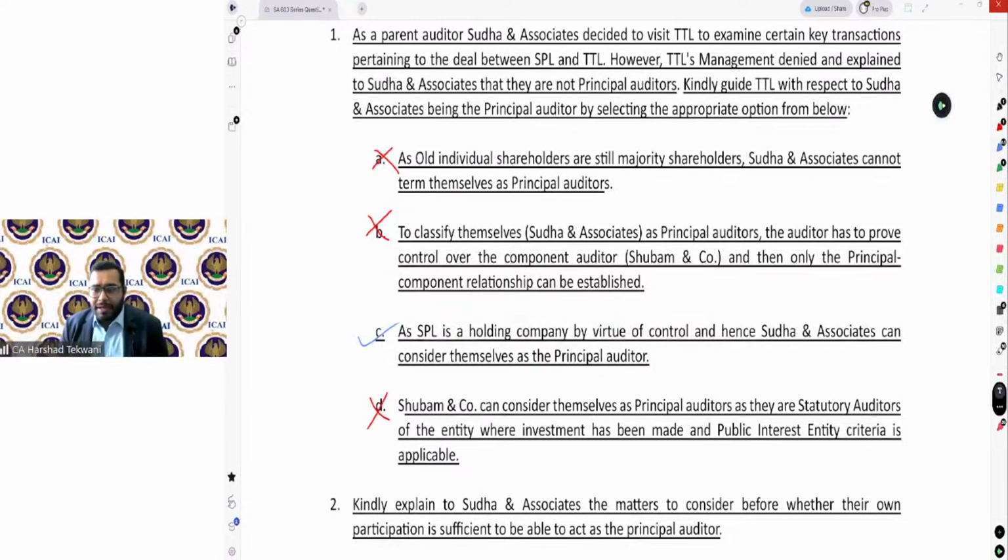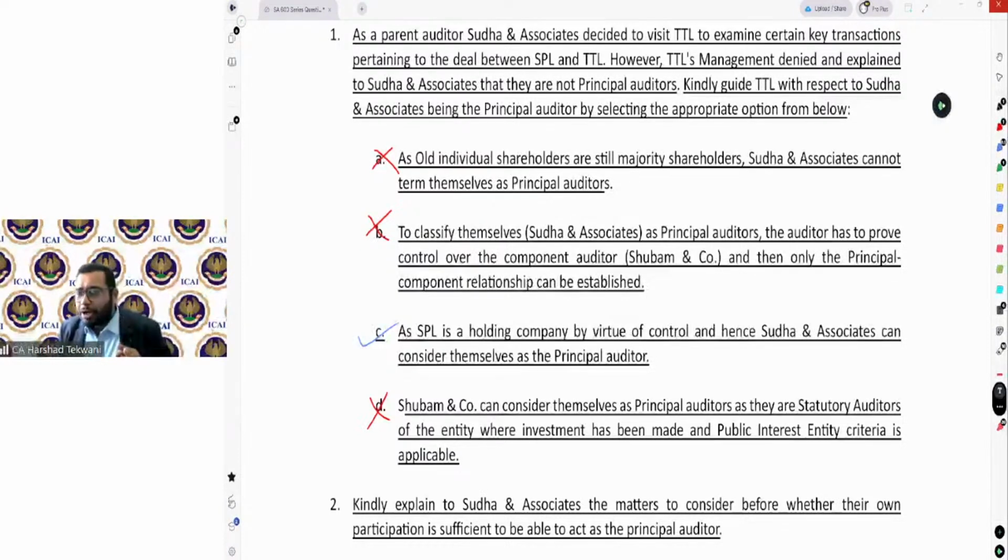No, Viraj. There are certain matters they need to consider before they can consider their participation is sufficient to act as a principal auditor. Yes, so the end company can consider themselves as a principal auditor, but there are a few things they need to assess as per the requirements of SA 600. So in that case, they need to think of something before they can say, yes, okay, we are principal auditors.